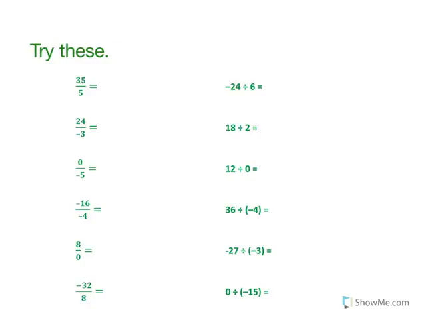All right, here's some for you to practice. Check these out, see what you get, and then see if your answers match. All right, 35 divided by 5. Positive divided by positive is positive. 24 divided by -3 is going to be a -8. 0 divided by anything is 0. Negative divided by negative is positive. Can't divide by 0. It's undefined.